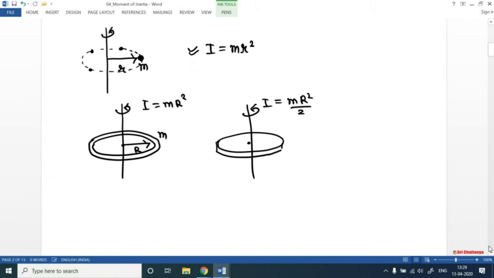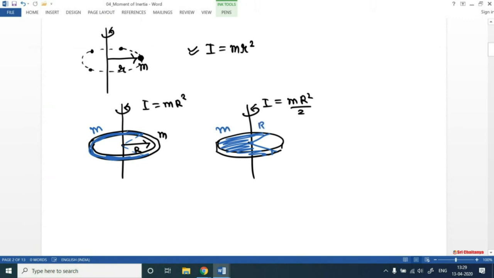Now I want to add one thing over here. Let's say we have a partial ring, from here to here only, and it has some mass m as well. Or in this case we have a partial disk, only this part, and this also has mass m and radius r.